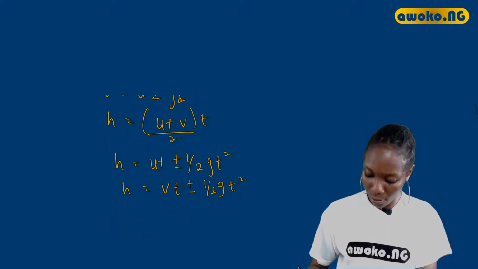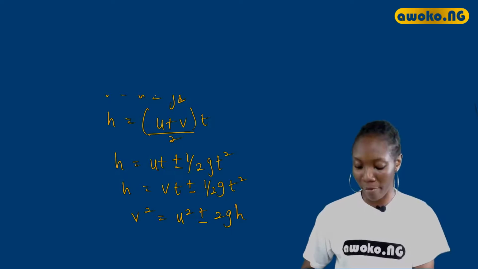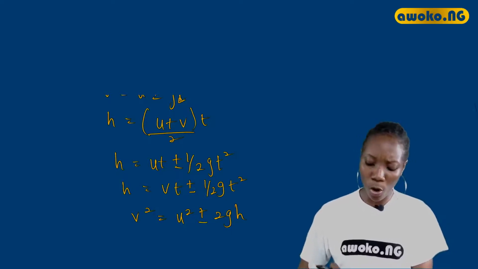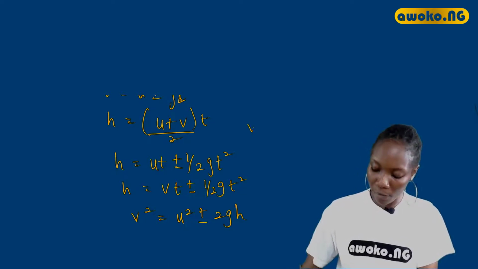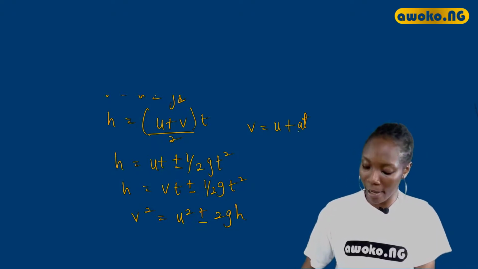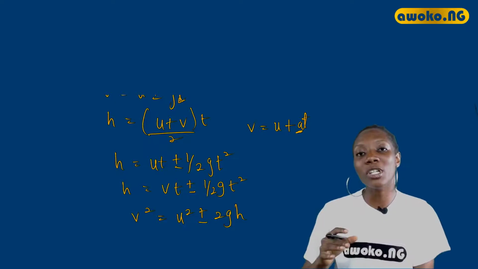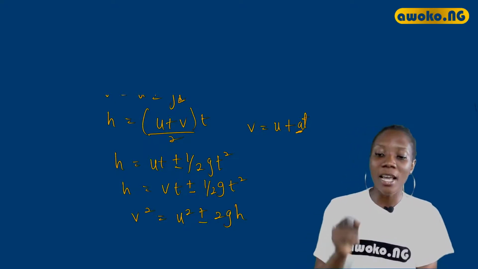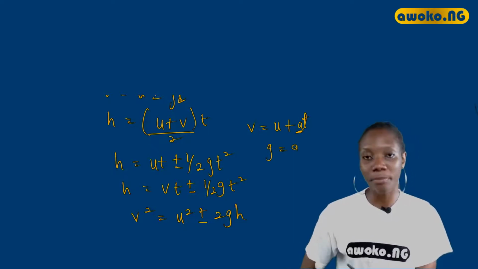Then the last one is going to be v squared equals u squared plus or minus 2gh. Now, because we are talking about motion under gravity, you notice that your a, which is acceleration, in the first equation of motion that we gave, v equals u plus at, has been replaced with g. Why? Because that motion is said to be under gravity, and acceleration due to gravity is represented as g. So g is equal to a. Take note of that, okay?